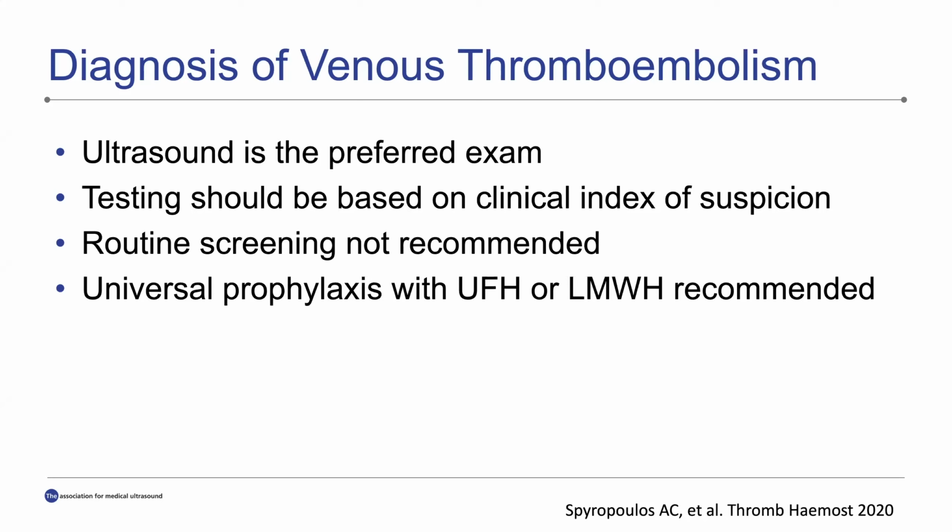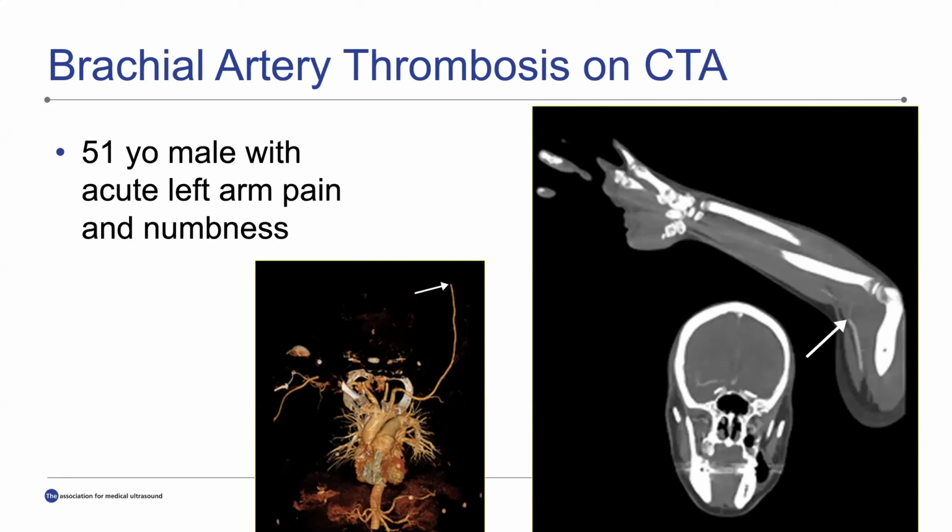And universal prophylaxis with either unfractionated heparin or low molecular weight heparin is recommended for patients who present with COVID-19 and other medical problems. Here's a patient, 51-year-old male, acute left arm pain and numbness. The CT angiogram shows abrupt cutoff here of contrast within the brachial artery. And here on the virtual reconstruction, again, you can see that cutoff in a patient with brachial artery thrombosis.